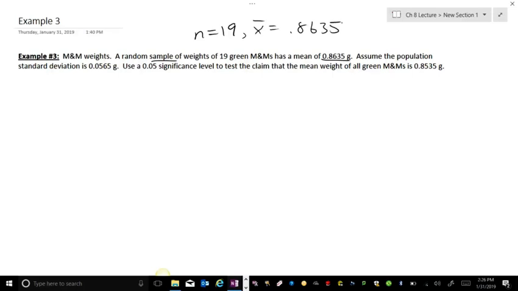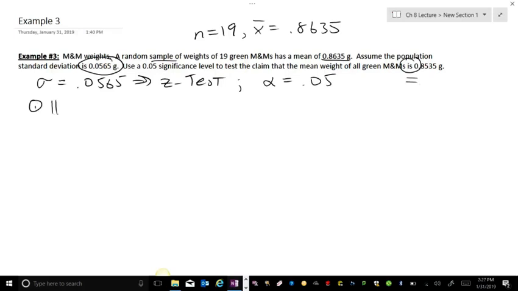0.8635. Assume the population standard deviation. We're given a population standard deviation this time, 0.0565, which means I'm going to be able to use a z-test this time, a known population standard deviation. Okay, more information. Use a 0.05 significance level, that's my alpha, the size of the rejection region, 0.05, to test the claim that the mean weight of all green M&Ms is 0.8535. Okay, so let's put this together.